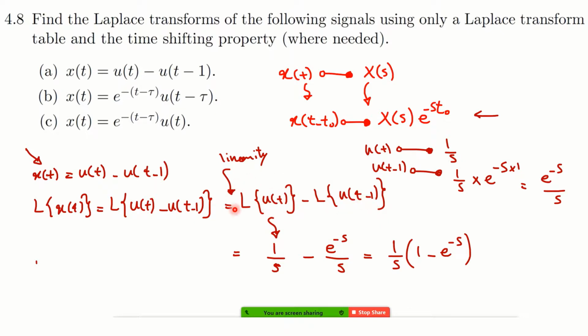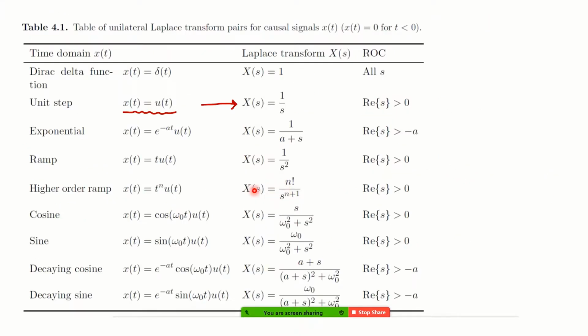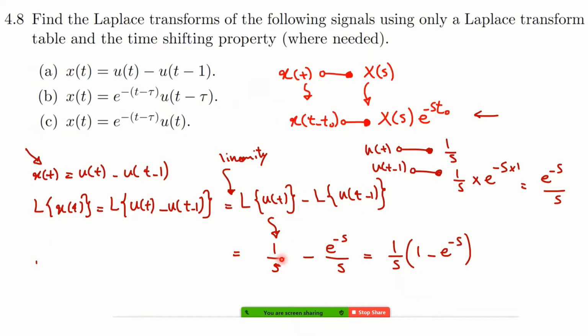Okay, I want to see what is the Laplace transform for u(t). It's enough to check the table here if we can't calculate that directly. So this table of Laplace transform says that if the signal is u(t), its Laplace transform is 1 over s. Okay, so I replace that: the Laplace transform of u(t) is 1 over s, minus the Laplace transform of a shifted version of u(t), shifted by 1 unit of time. So I need to calculate to find the Laplace transform for this one.